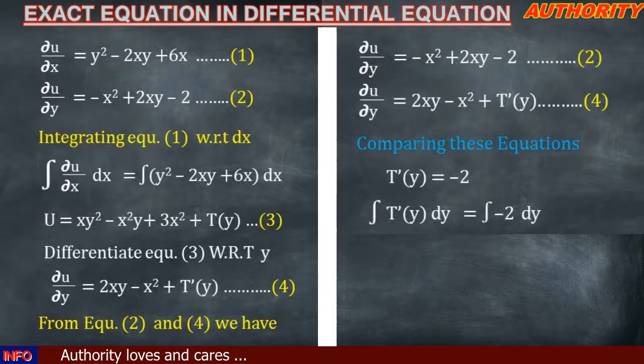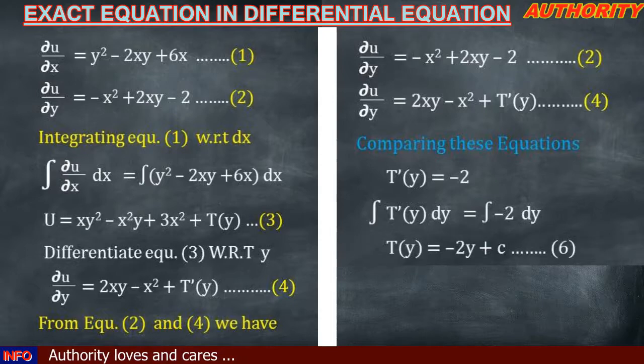All right, good. So when we integrate t prime of y, it's going to give us t of y. And then when we integrate minus 2 dy with respect to y, it's going to give us minus 2y plus c. So we call this equation 5. Good. So here we have found the value of t of y.